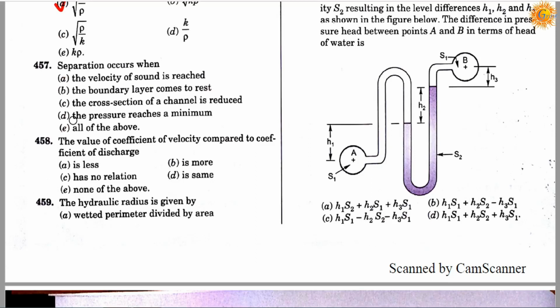Question number 457. Separation occurs when: option A, the velocity of sound is reached, option B, the boundary layer comes to rest, option C, the cross section of a channel is reduced, option D, the pressure reaches a minimum, option E, all of the above. Correct answer is B, separation occurs when the boundary layer comes to rest.